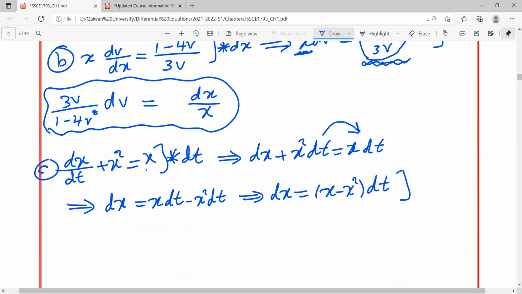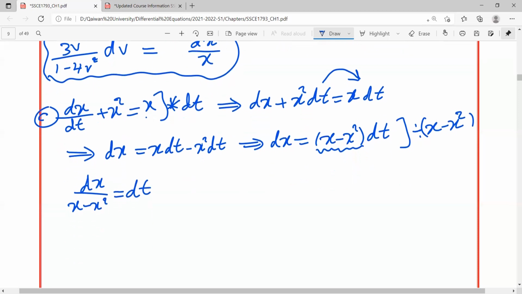Now we try to put x terms with dx and t terms with dt. On the left, we have only dx, so that's okay. But on the right, we have x terms and dt also. We must remove this bracket here. We divide both sides by x minus x squared to remove these x terms on the right, and we get dx over x minus x squared equals dt.